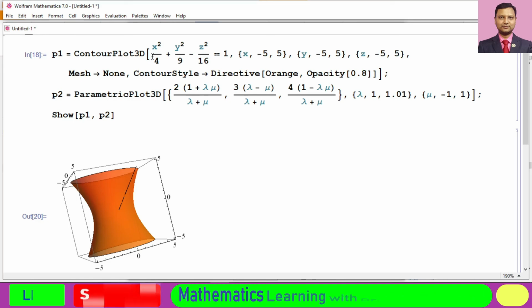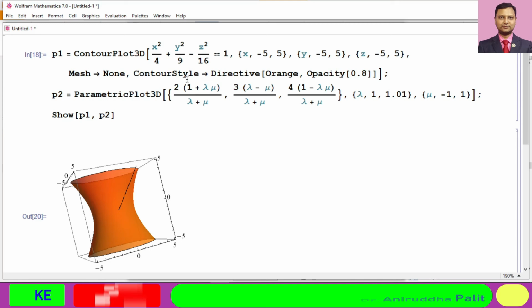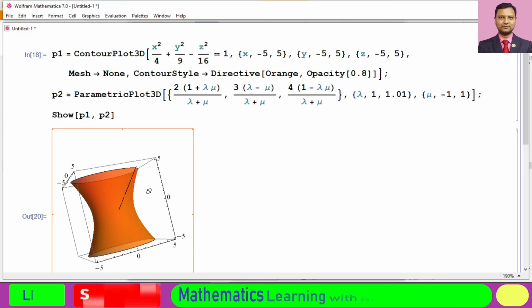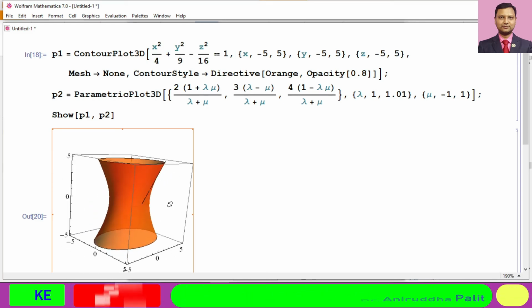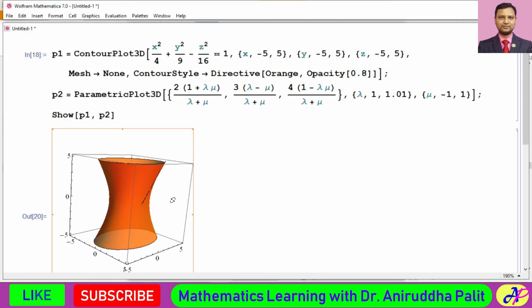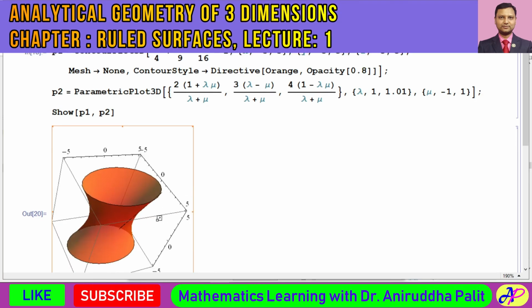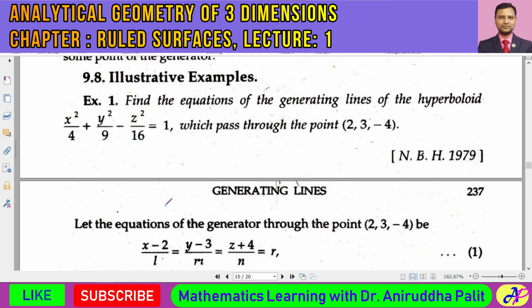This one, x square by a square plus y square by b square minus z square by c square. This is the curve that I have drawn, not actually a curve, it should be the surface. So this is actually the picture of this surface. Okay, anyway, let's come back to this problem.